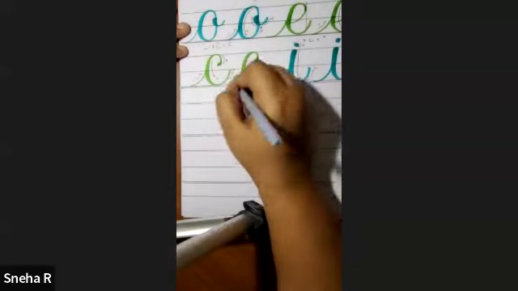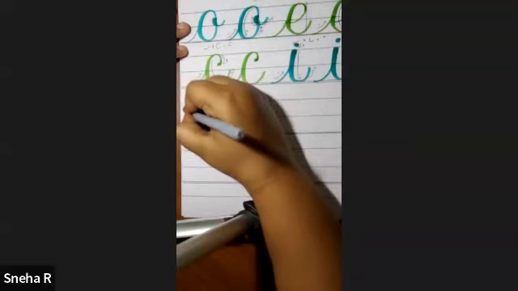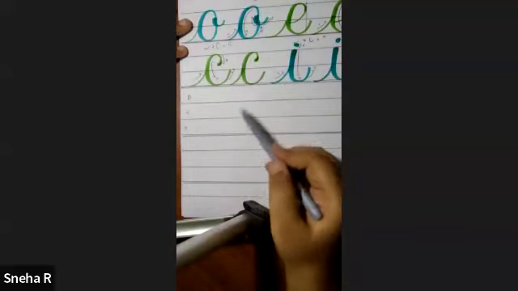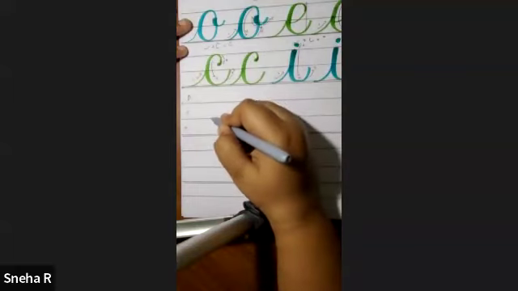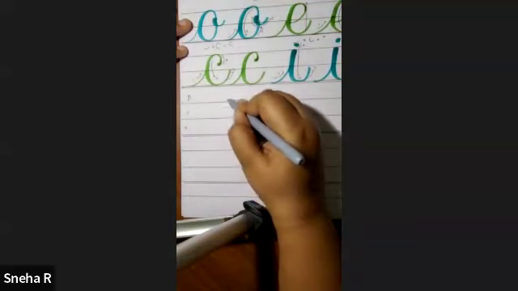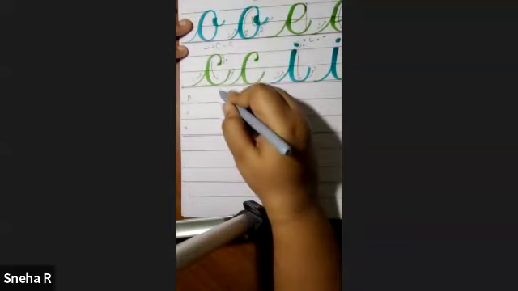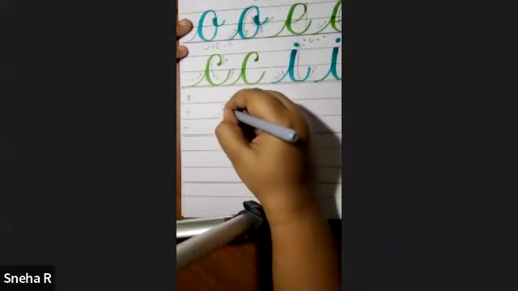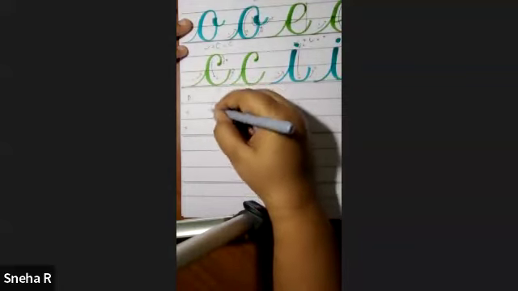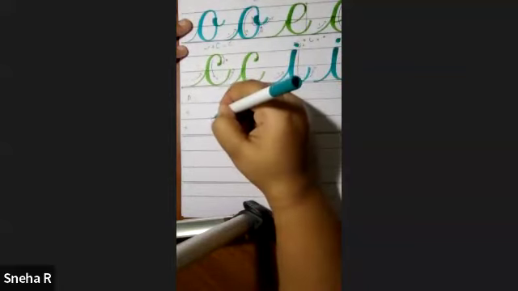Okay. So I'll mark this as baseline, baseline, and A. Here we are going to make the ascendant loop. So observe carefully, from this point, I'm going to make an oval and come with a downstroke all the way down. An oval and a downstroke. So it simply looks like this.